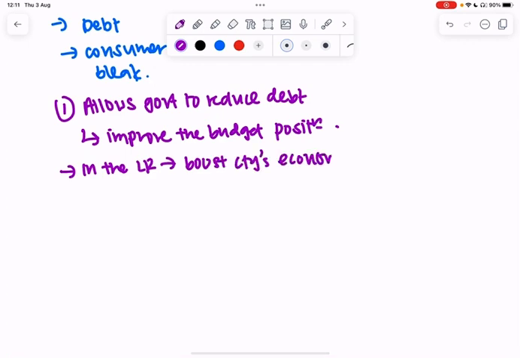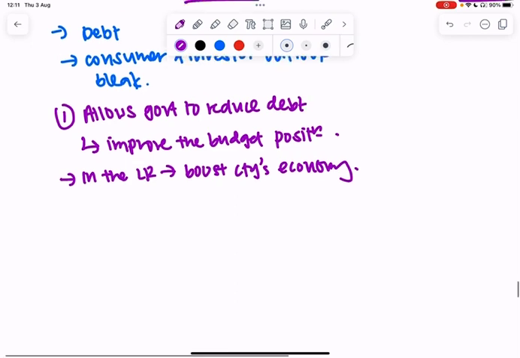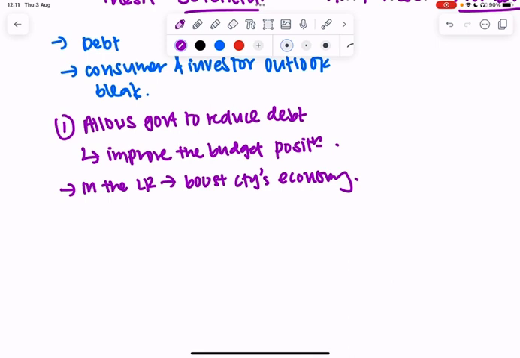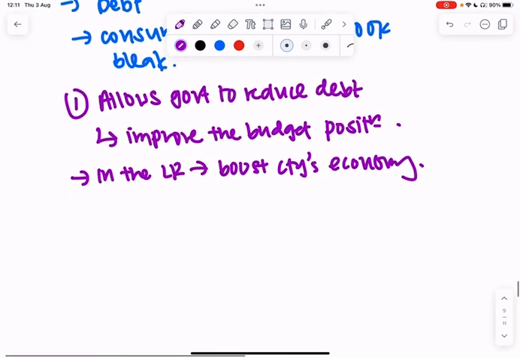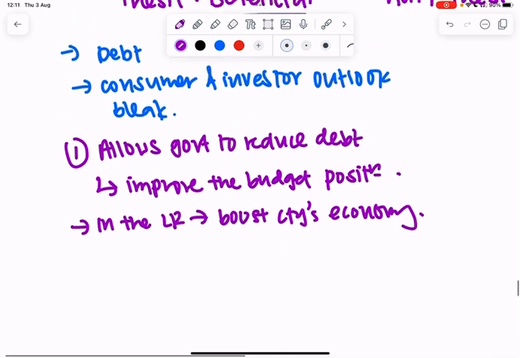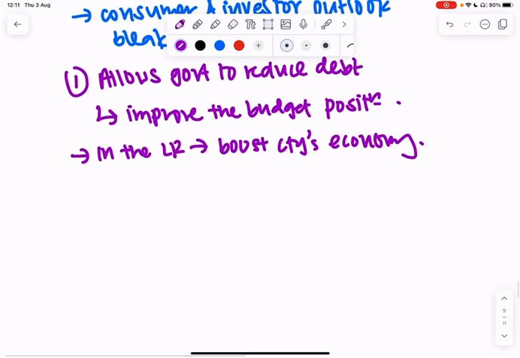Why? Because as an investor or consumer, if my government in this country owes a lot of money, I don't even know if they will stand the next day. I don't even know if they're going to collapse the next day. I won't have much consumer confidence or investor confidence. So when I manage to reduce my debt, it will help to improve business and consumer confidence in the long run.